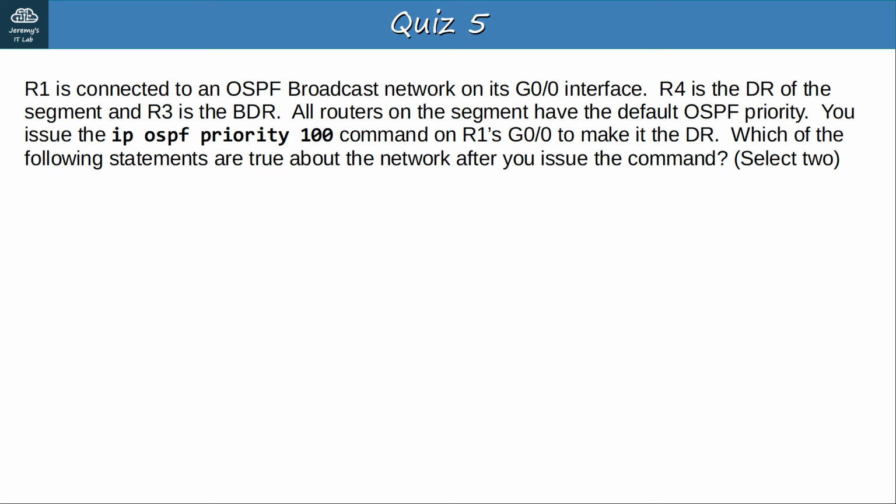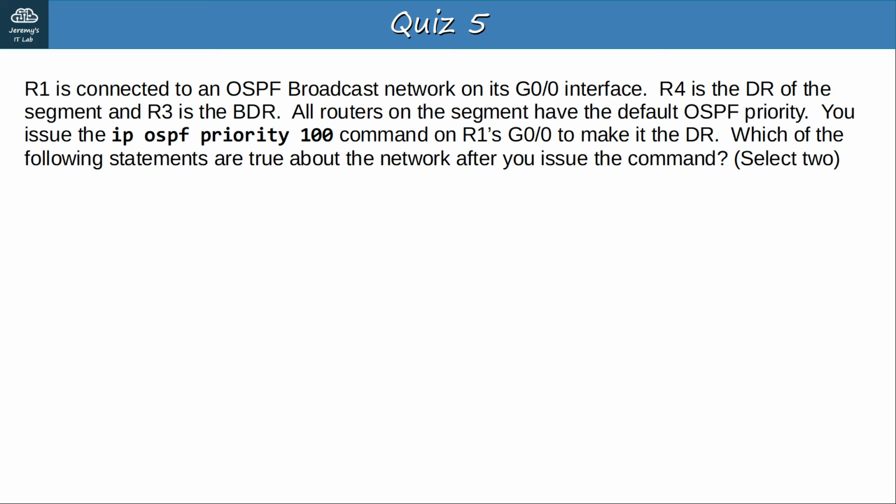R1 is connected to an OSPF broadcast network on its G0/0 interface. R4 is the DR of the segment, and R3 is the BDR. All routers on the segment have the default OSPF priority. You issue the ip ospf priority 100 command on R1's G0/0 to make it the DR. Which of the following statements are true about the network after you issue the command?